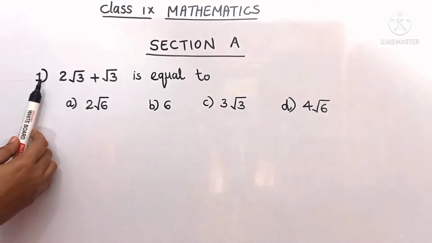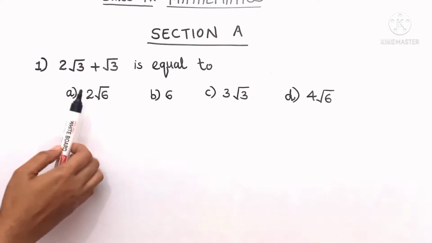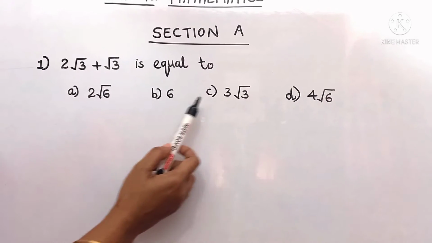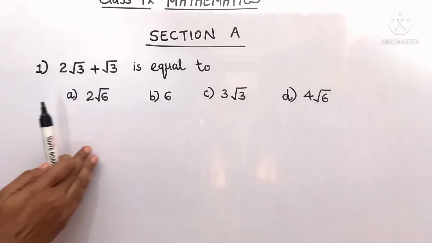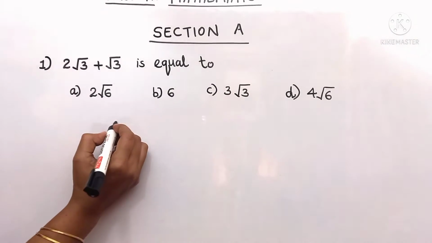Section A, first question: 2 root 3 plus root 3 is equal to. Here 4 options are given: A, 2 root 6; B, 6; C, 3 root 3; and D, 4 root 6. We have to find the correct answer from these options, so let us solve it.